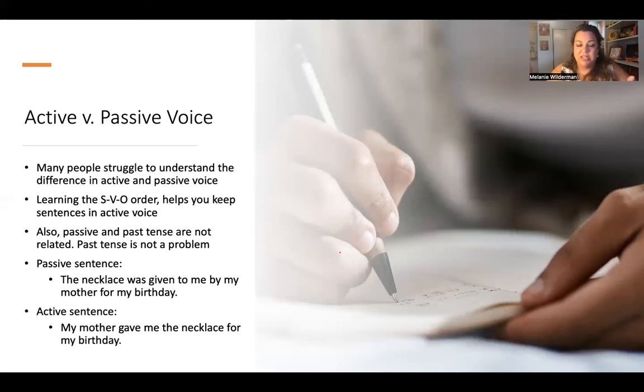Mother, subject; gave, verb; necklace, object. My mother gave me the necklace. Then additional information, for my birthday, should follow after the SVO, in phrases and clauses following the first part of the sentence. Again, you'll notice the sentence is a little bit shorter. I think we have 9 words instead of 12 words.